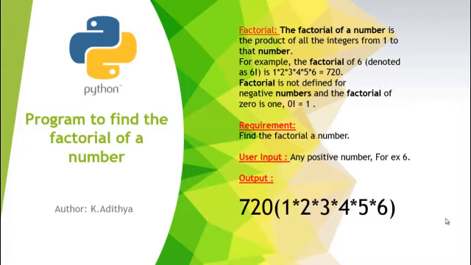For example, the factorial of 6 is 1 into 2 into 3 into 4 into 5 into 6, which is equal to 720. The factorial is not defined for negative numbers, and the factorial of 0 is 1. Now the requirement of this program is to find the factorial of a positive number. Let's assume that the user has given the number 6. The output should be 720.